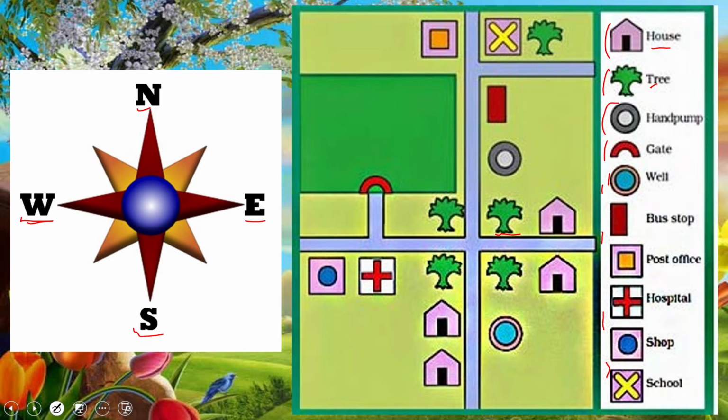Okay, so these keys are helping. So there is, like, see that, my dear students, a hospital. So where is the hospital located? There is the hospital. And which direction is that? Yes, this is west. Okay, so the hospital is located in the west. So that's why we can use cardinal directions while using a map.